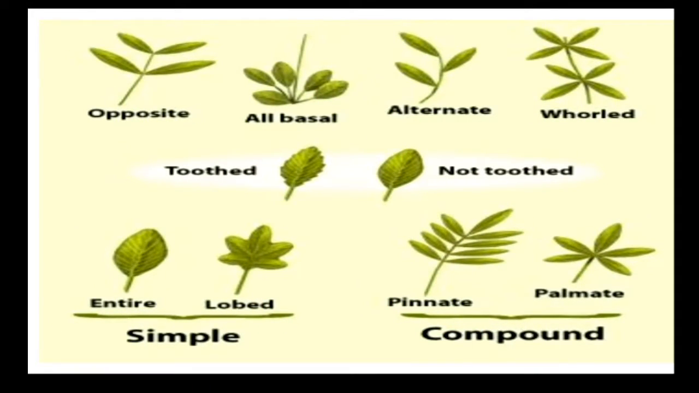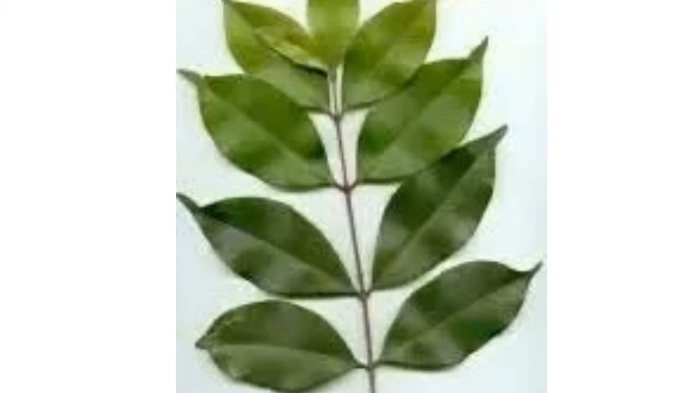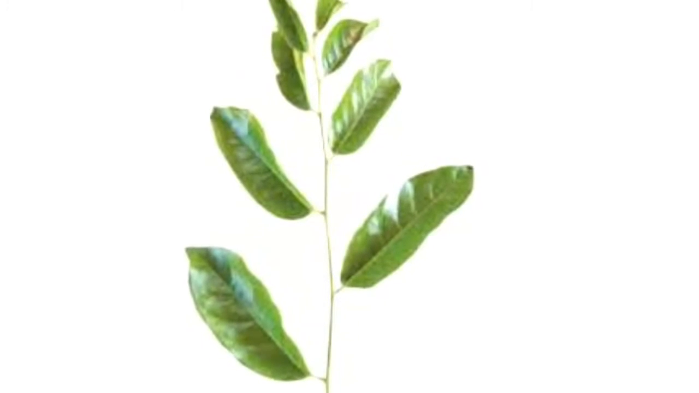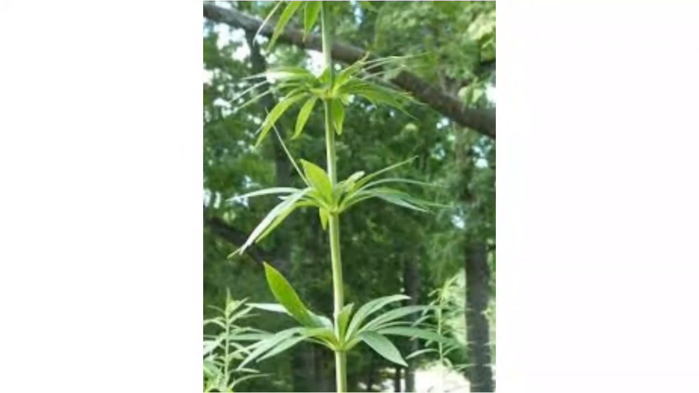The mode of arrangement of leaves on the stem is called phyllotaxy. The phyllotaxy may be alternate, opposite or whorled. In opposite phyllotaxy, two leaves are produced at each node standing opposite to each other. When a single leaf is produced at a node, the phyllotaxy is said to be alternate. When more than two leaves are produced at each node, the phyllotaxy is called whorled.